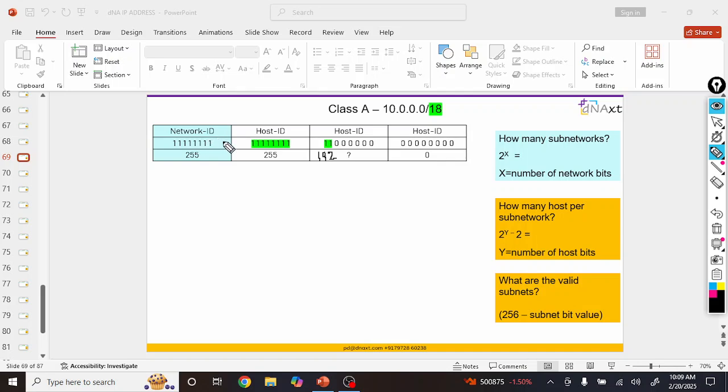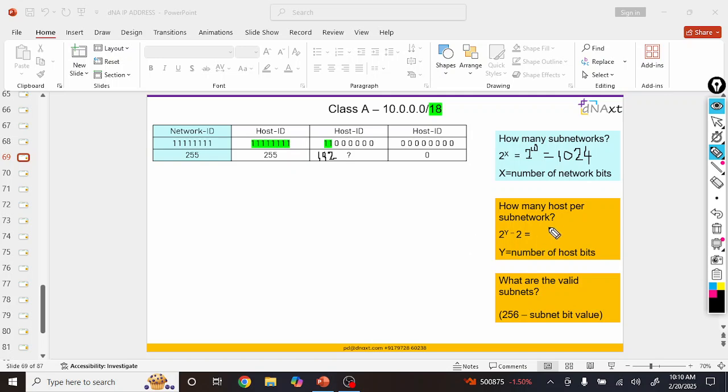Now if we look into it, out of 18 bits, 8 bits are of the default subnet mask, that is, the default CIDR value of class A is 8. The remaining 10 bits, 8 bits of the second octet and 2 bits of the third octet, are the subnetwork bits. So we have 10 subnetwork bits. So 2 to the power 10, that means 1024 subnetworks we are going to get when we are borrowing 10 bits from the host.